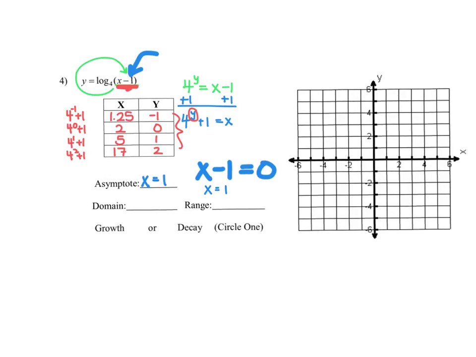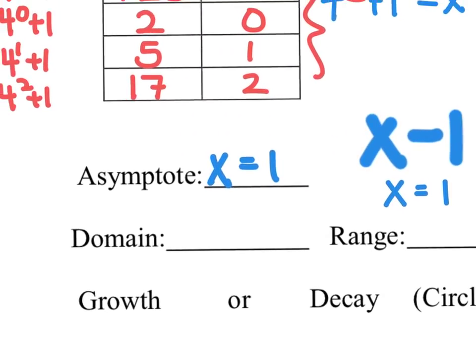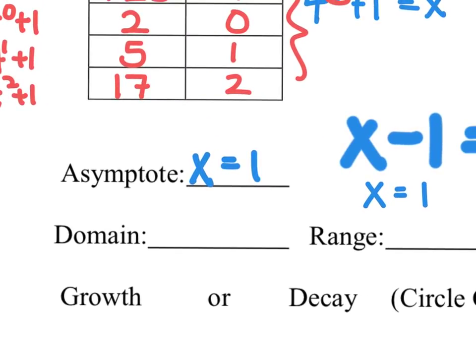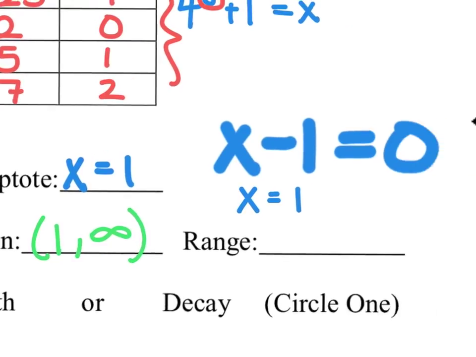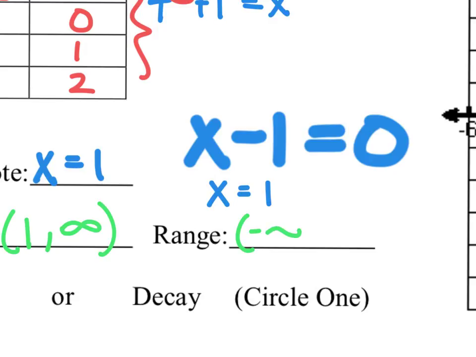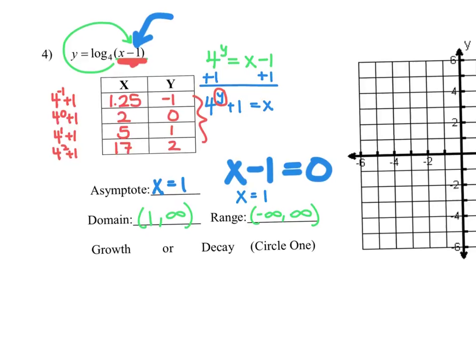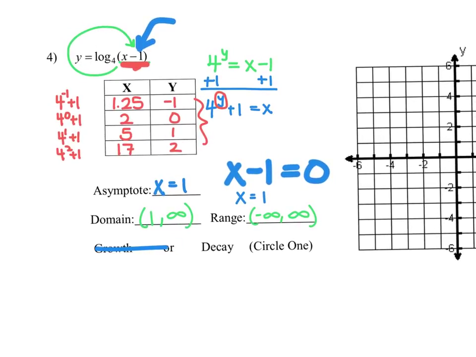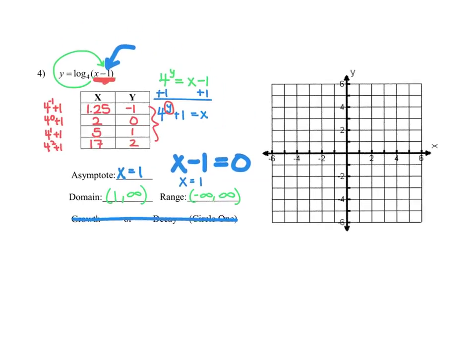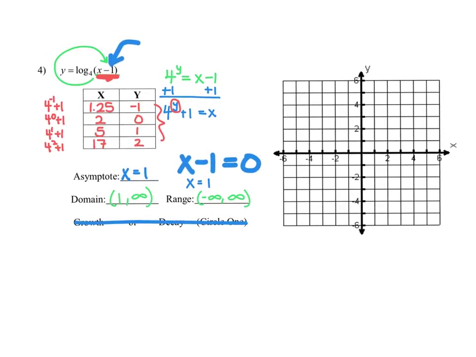Okay, almost there. Domain and range. The domain for this is going to be the vertical asymptote to infinity, so 1 to infinity. And the range for all log functions is negative infinity to positive infinity. And for log functions, you can ignore growth or decay. All right, guys, I haven't even graphed this, and I was able to do the asymptotes and everything, because I'm pretty good at this, and so are you.